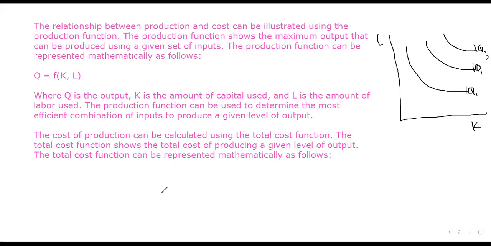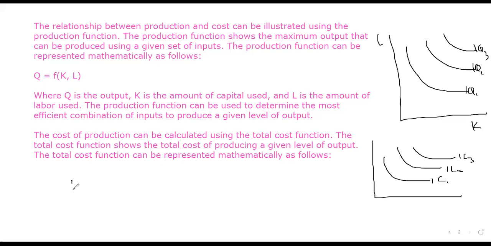Then we also have similar graphs, which are called isocosts. Isocost 1, isocost 2, isocost 3. So the cost of production is simply calculated using what we call the total cost function. The total cost function is simply given by the total fixed cost plus the total variable cost. That is how we compute our cost function.